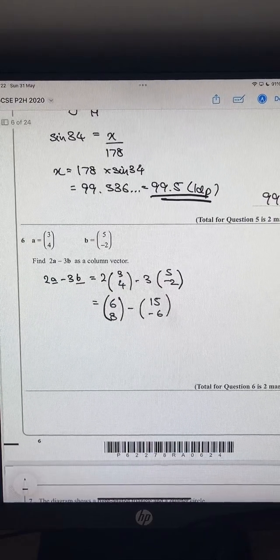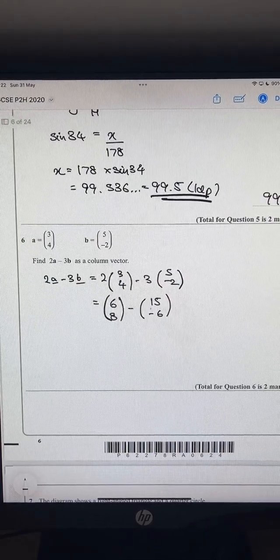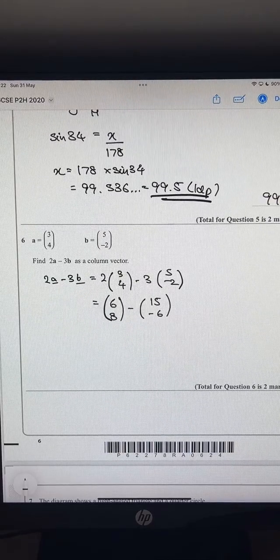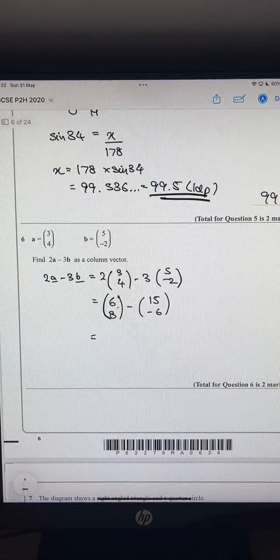Notice I'm doing positive 3 times negative 2 to get negative 6, and this negative is just still outside. I've not multiplied by negative 3, I've multiplied by positive 3. That's where they're trying to throw you off in this question, just to make sure you know how to deal with signs. And now it's just about putting them together.